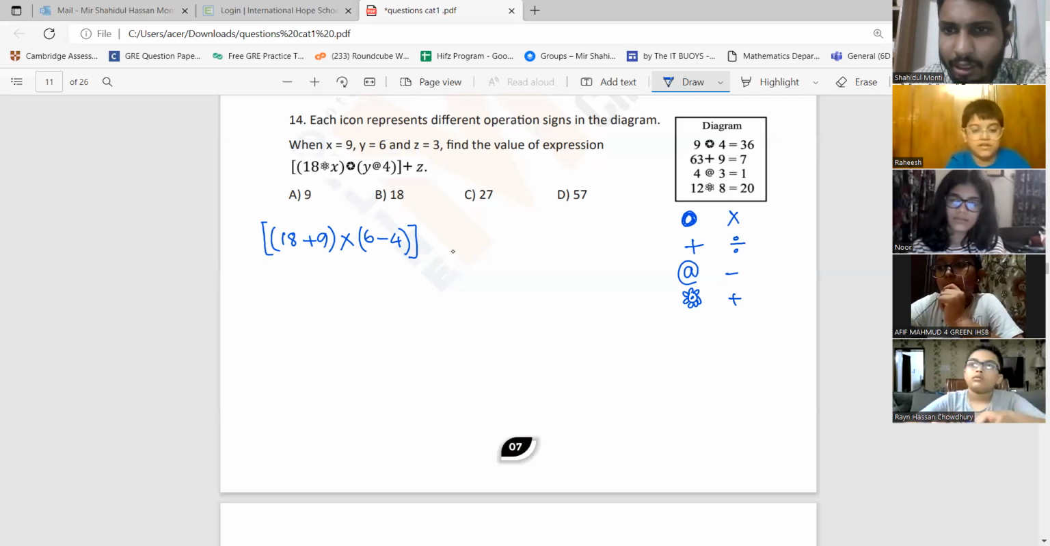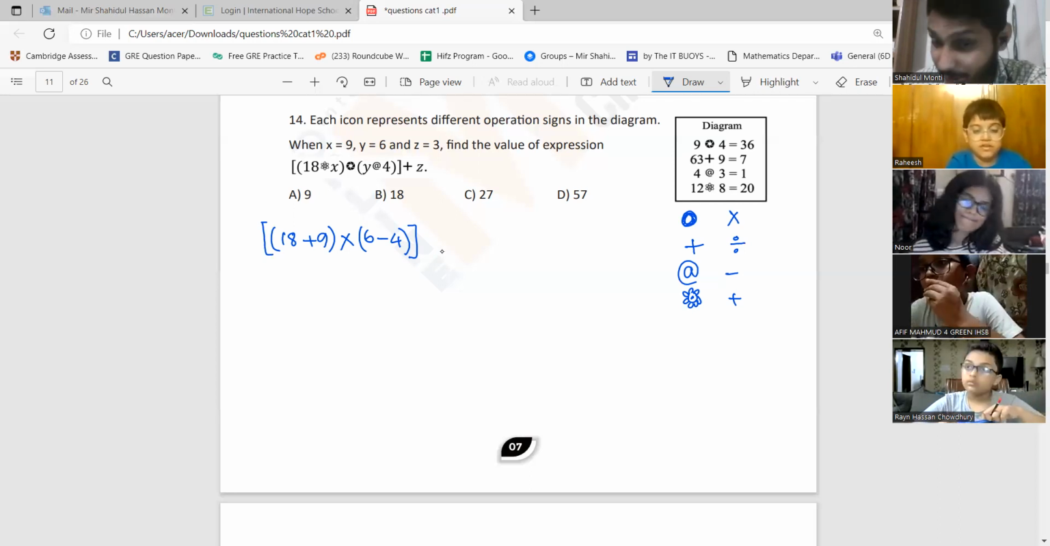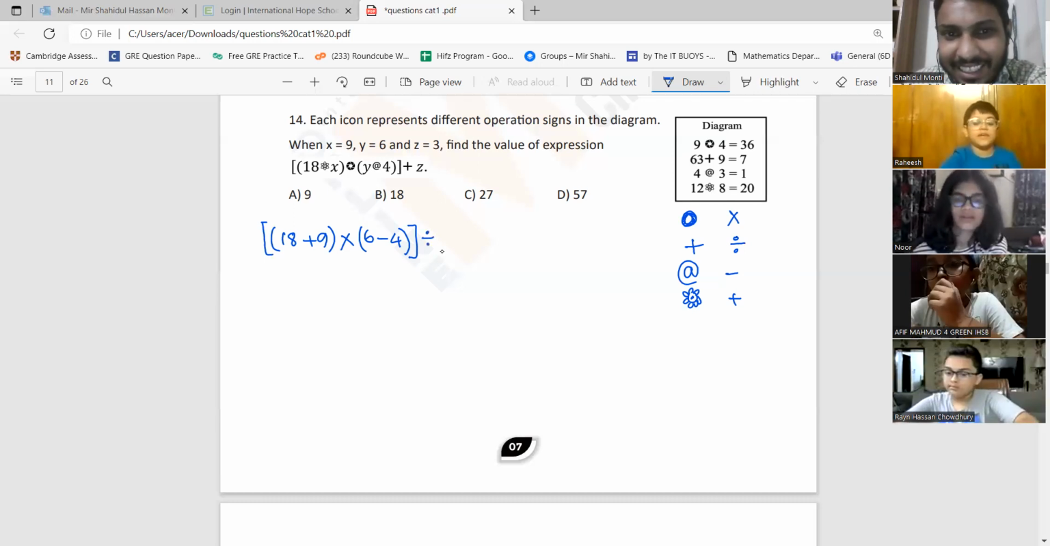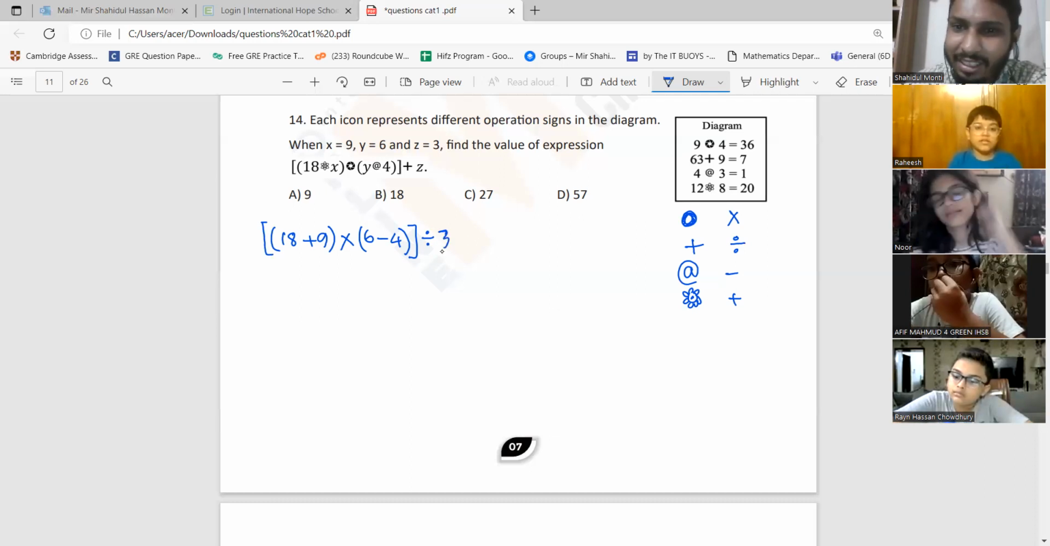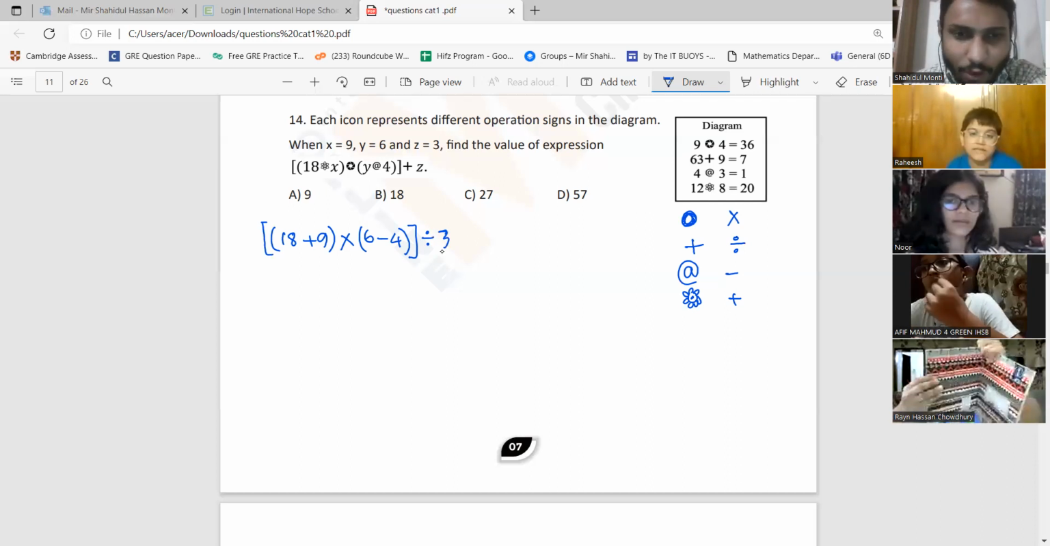All right. Then we have a plus z. Now this is the most interesting part. Plus z, I will write it as divided by 3. Divide by 3. Now this is the original sign operation that we are going to follow.